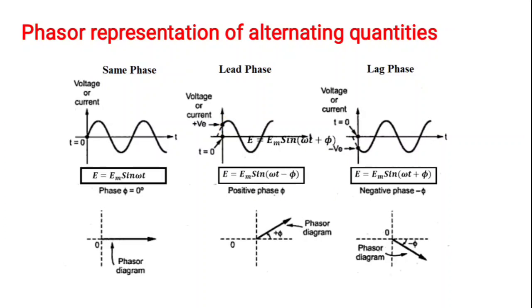So here it is the lagging phase, the current is lagging behind. So it is e is equal to Em sin omega t plus phi, and e is equal to Em sin omega t minus phi. So when it is at the same phase, at the leading phase, and at the lagging phase, the waveforms are also represented in the above figure. So this is how the phasor diagrams of the alternating quantity, it may be a voltage or current, are represented as shown in the figure.